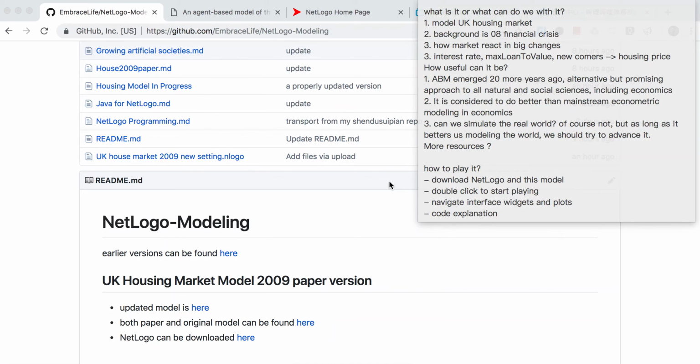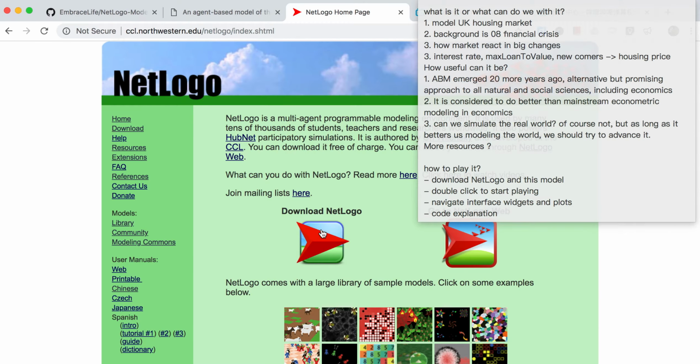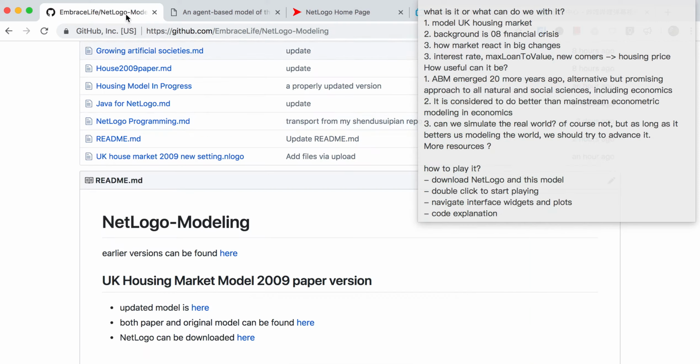In this video, we are going to answer the question of how to play this model. So first of all, we need to download NetLogo software. We can click here, go to the official site to download it from here. After it, we can check the original paper and the original model from this site. And if you want to play the updated model, I provide the model right here.